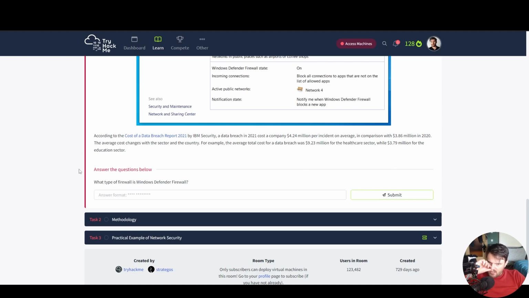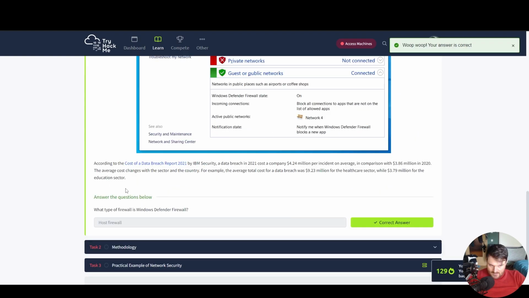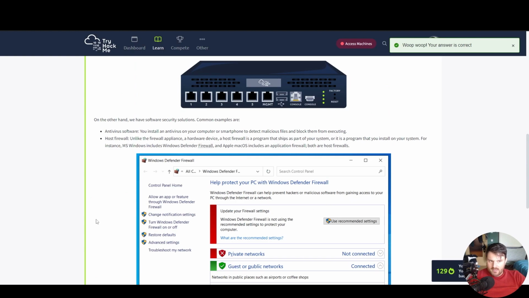Answer the questions below. What type of firewall is Windows Defender Firewall? It's a host firewall. It comes with the Microsoft OS.